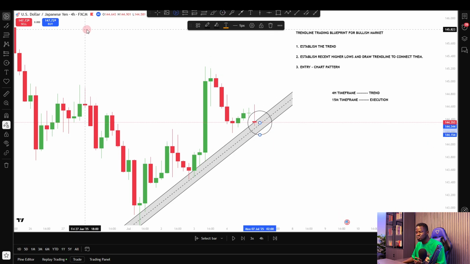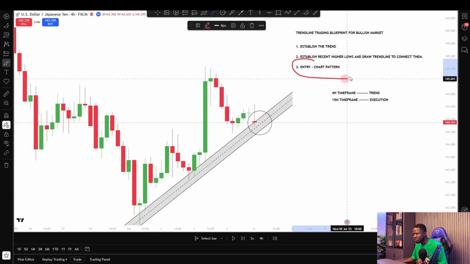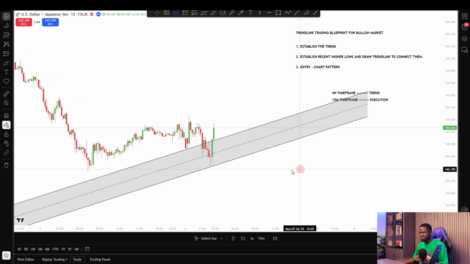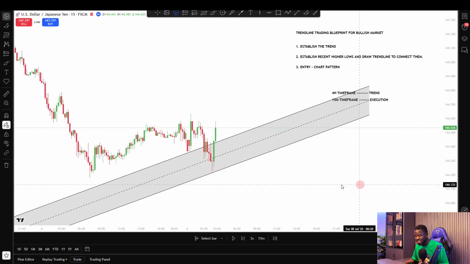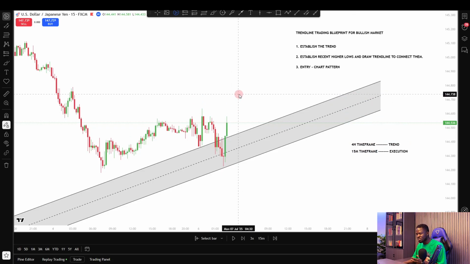The next step is to scale down to 15-minute time frame and execute by using our last step blueprint. We are using chart pattern for execution. On 15-minute time frame, if you look at the formation of the candlestick or the price action, you realize that price just gave us a chart pattern that represents buyers in the market.